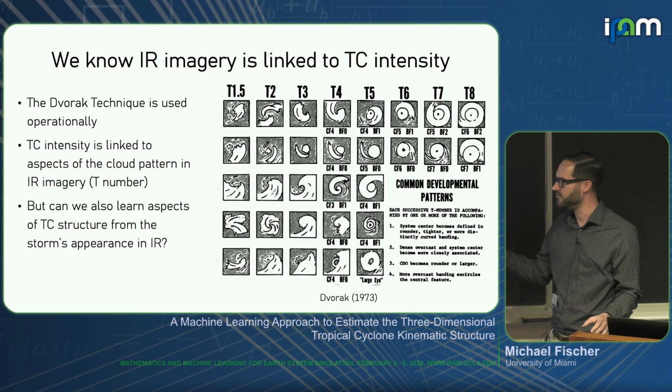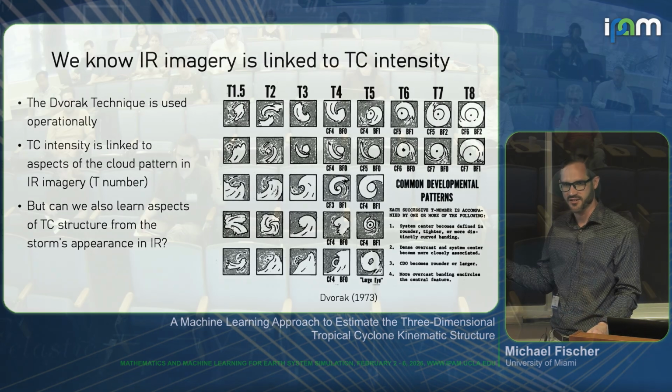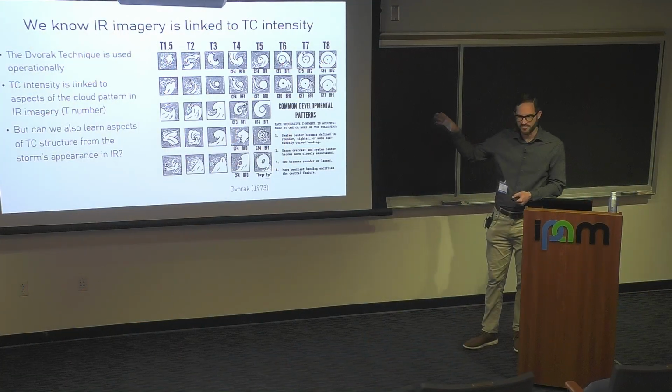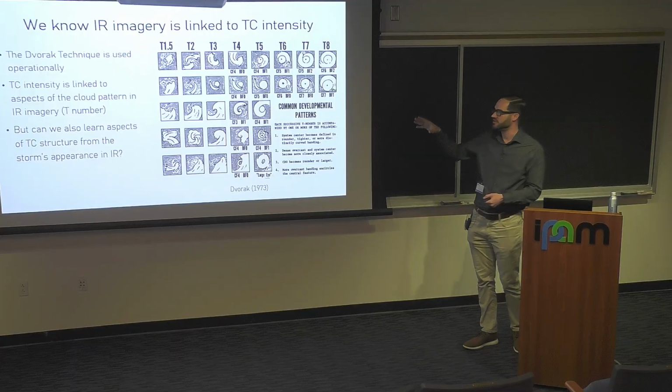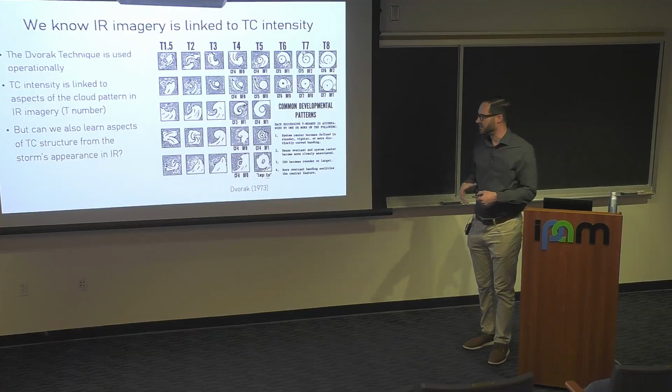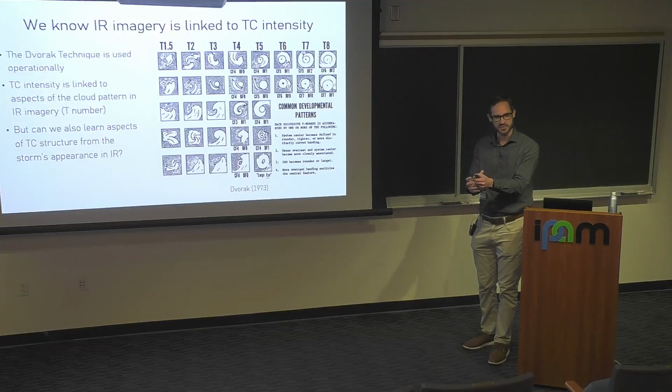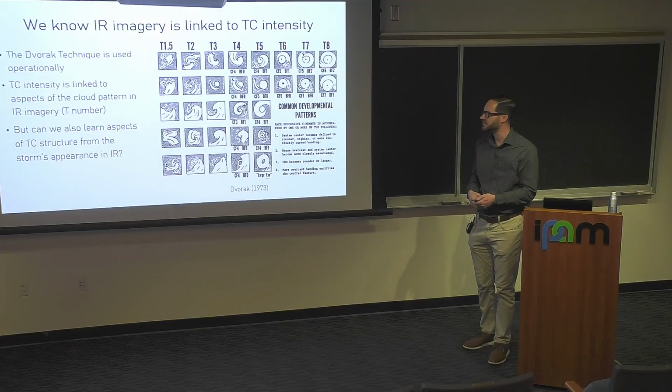I guess I'm curious, how many of you are familiar with the Dvorak technique? A few of you, okay. So the idea is basically, based upon the spatial pattern of the convective field from infrared brightness temperatures, the curvature of bands, how wide is the central dense overcast, how cold are the cloud tops, and how warm is the eye in the center of the storm if it's of hurricane intensity.